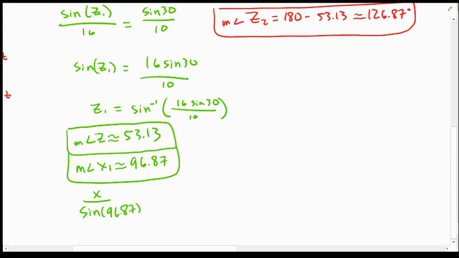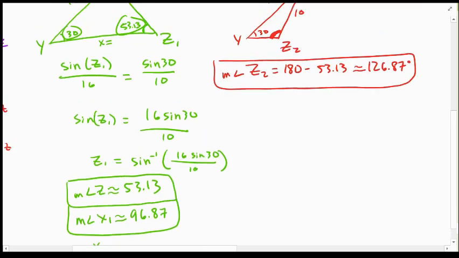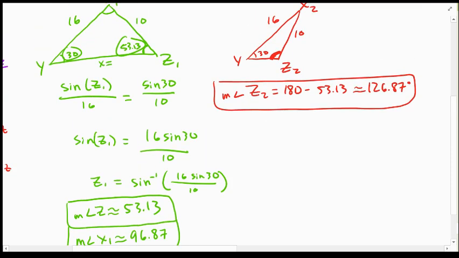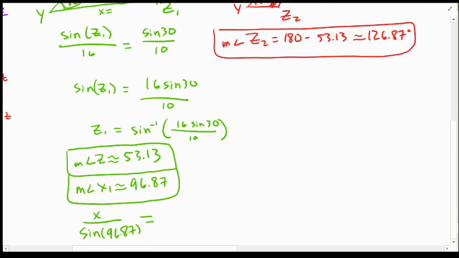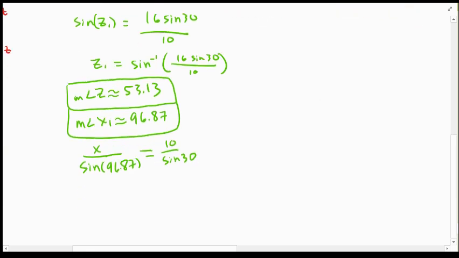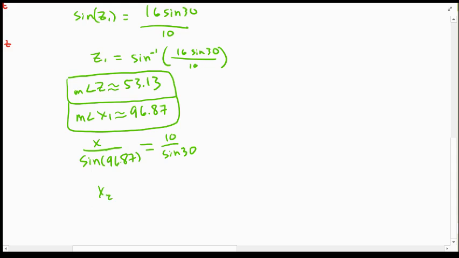And so to do that, I'm going to say x over sine of 96.87 is equal to, and what I originally was given is my y value, so I'm going to do 10 over sine of 30. And so to find my x1, it's going to be 10 times sine of 96.87. Divide that by sine of 30. That should give me my final value here.